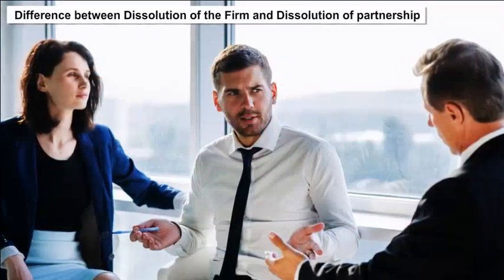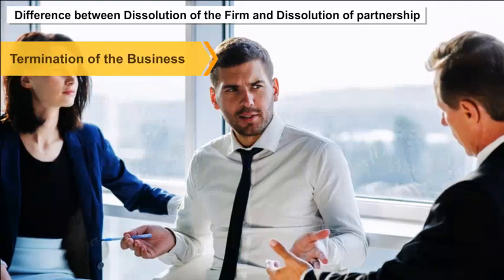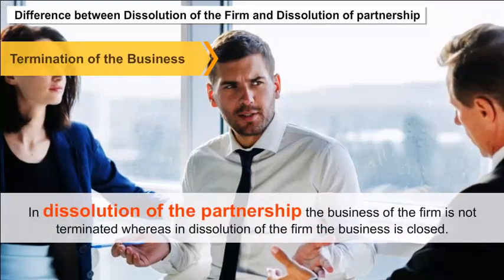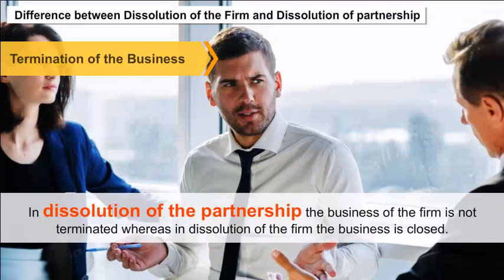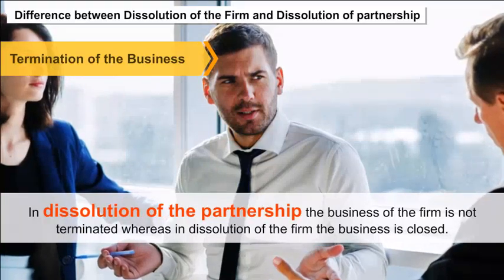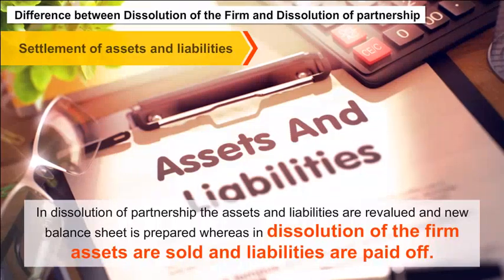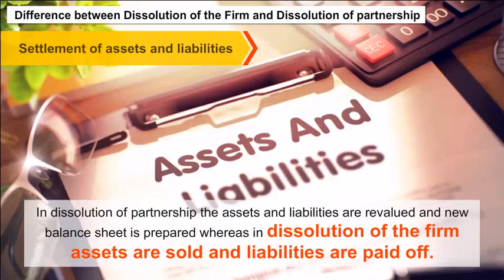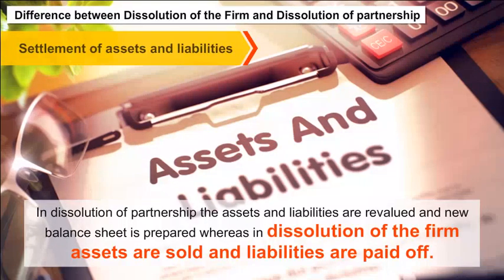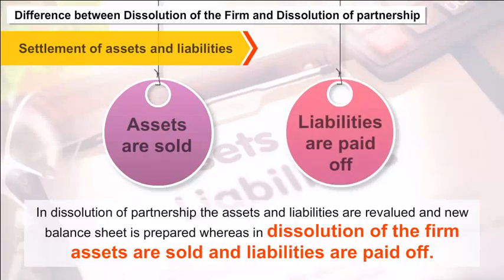Difference between dissolution of the firm and dissolution of partnership. Termination of the business. In dissolution of the partnership, the business of the firm is not terminated, whereas in dissolution of the firm, the business is closed. Settlement of assets and liabilities. In dissolution of partnership, the assets and liabilities are revalued and a new balance sheet is prepared, whereas in dissolution of the firm, assets are sold and liabilities are paid off.